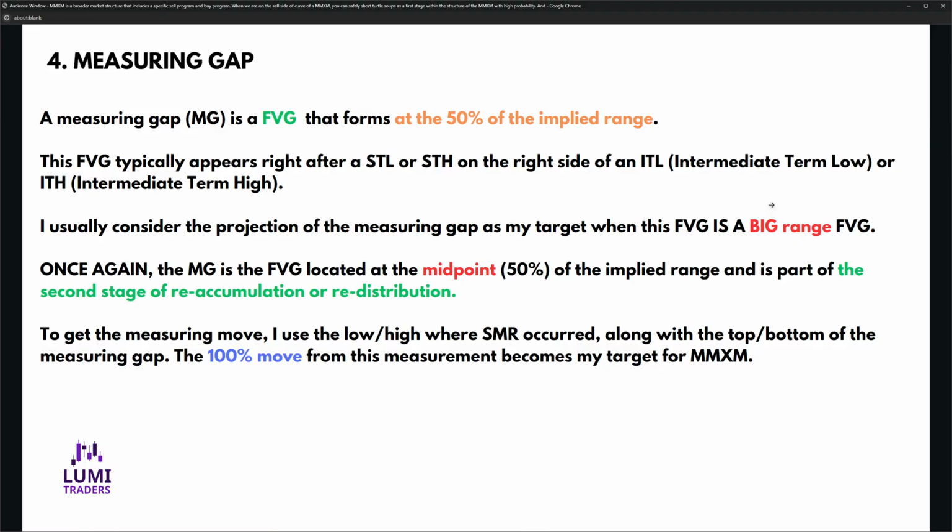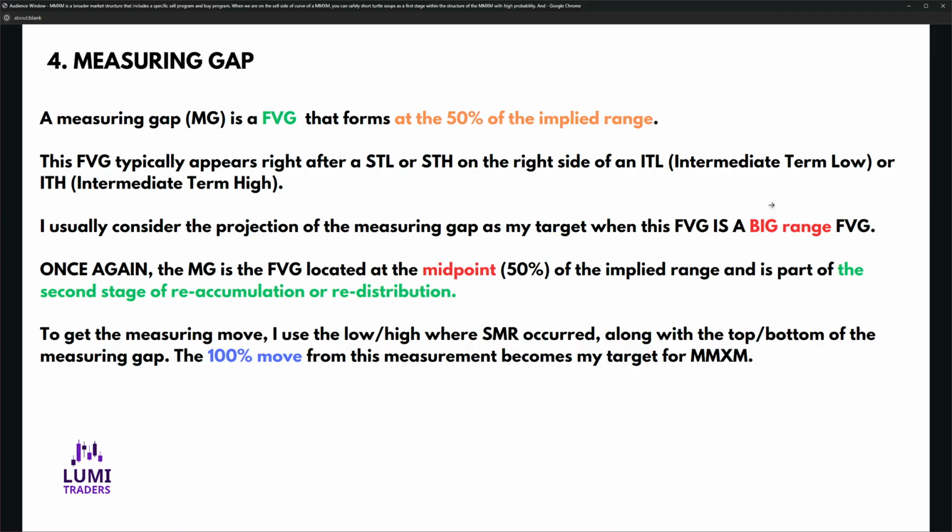This fair value gap can be what? Silver bullet fair value gap, right? Why? Because it's the very first fair value gap after short-term low, short-term high on the right side of intermediate-term low, intermediate-term high. It also can be part of a time distortion setup. It can be part of the second stage of the accumulation, distribution idea. So this very first fair value gap, when we got a big range fair value gap, we are going to use projection as our target. So we want to target projection level based on measuring gap.